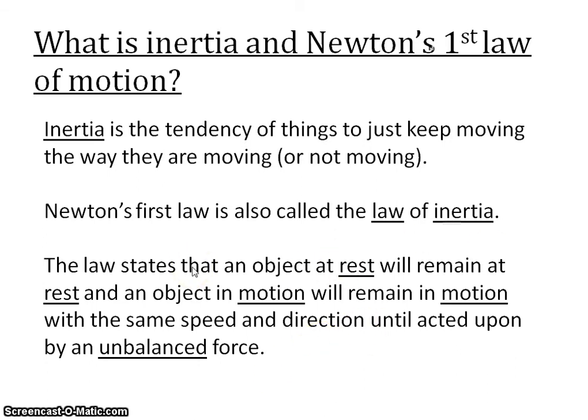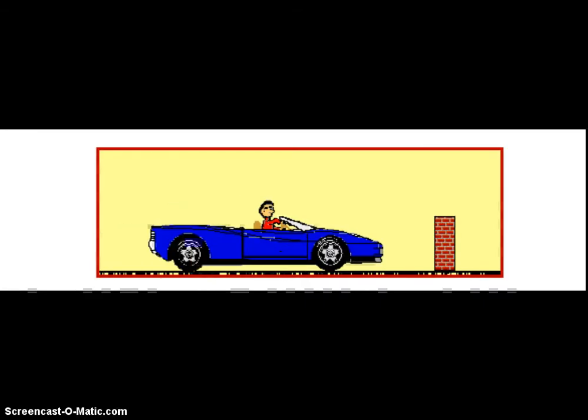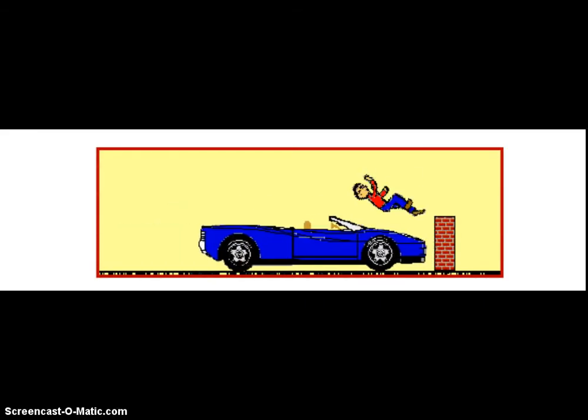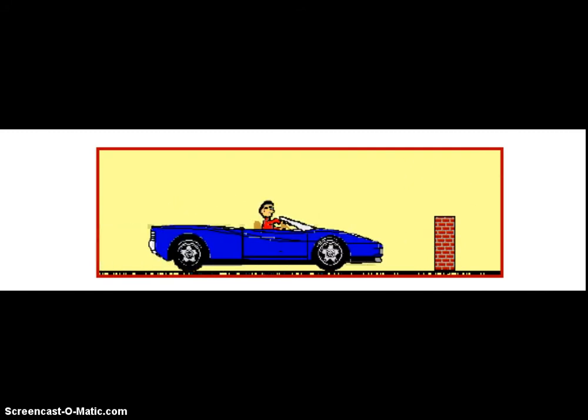A famous example is when we look at seatbelts. Why do we wear seatbelts in cars? Why is it safe? Let's take a look at that example. This example is pretty silly, but it's a great demonstration of why we should be wearing seatbelts and how objects will keep doing what they're doing.